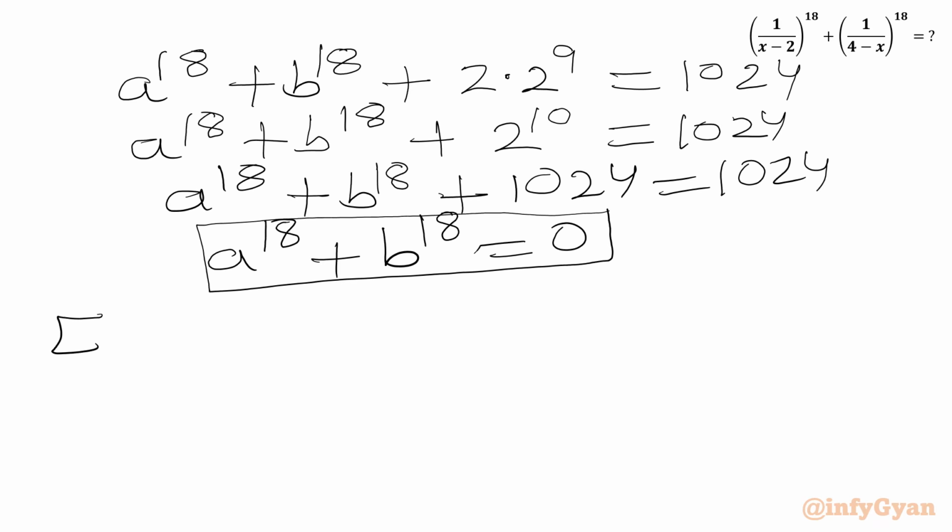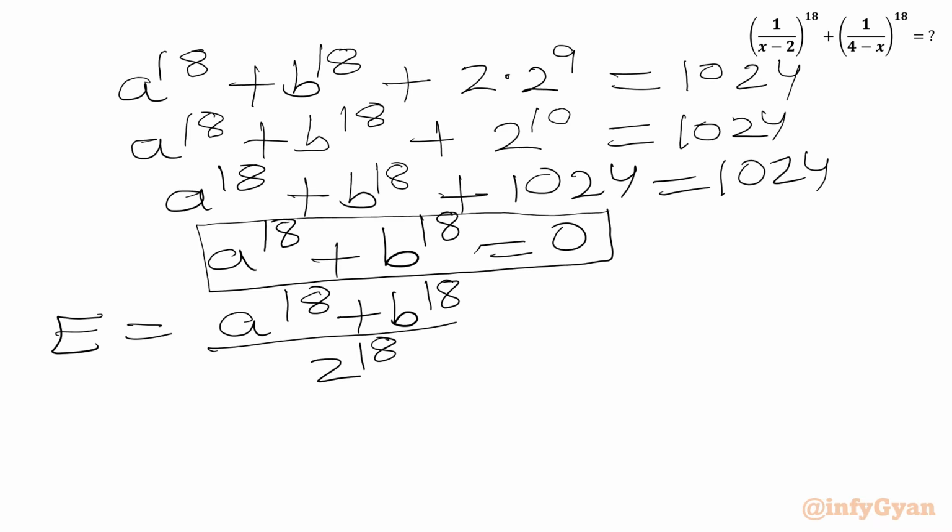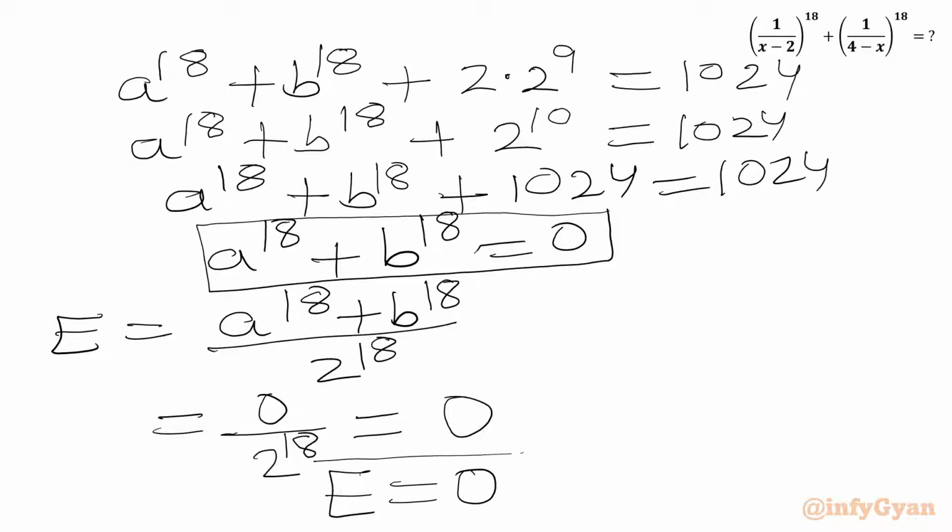So our required expression would be 0. a power 18 plus b power 18 over 2 power 18. Now in the numerator we are going to write 0. The denominator is 2 power 18. So our answer will come out 0. E equal to 0.